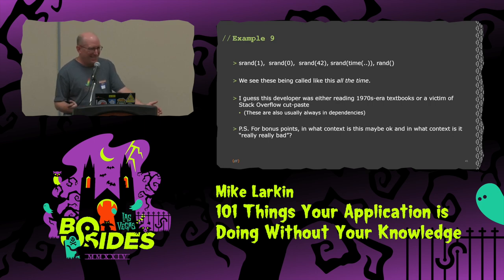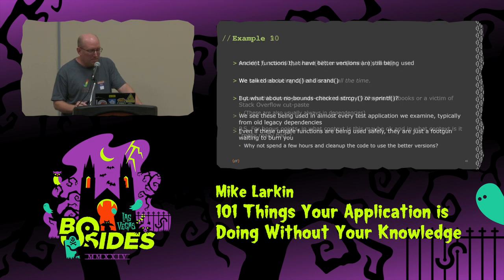Any cryptography context. And we see this on occasion. It's not good. It's like, where did you come up with this code, right? So you either were reading a textbook from the 1970s or 80s when this was the only way to do it, or you went to Stack Overflow and said, how do I generate a random number, right? Cut and paste it into your code. Ancient functions like this that have better versions are still being used.